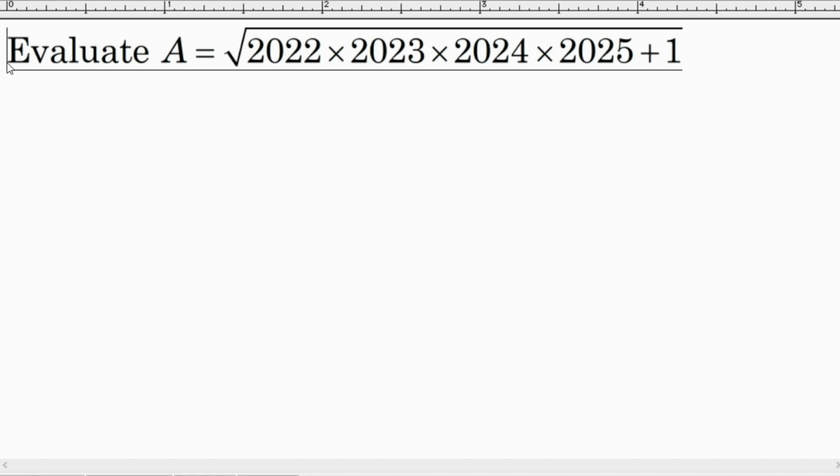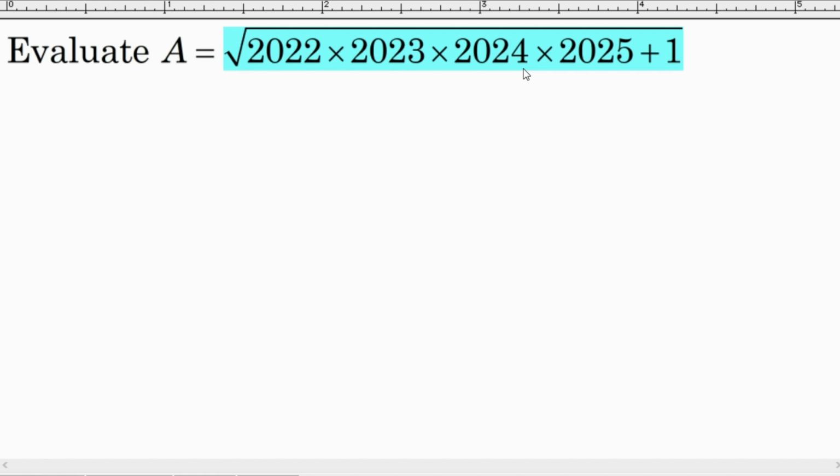In this video tutorial, we are going to solve these questions. Here we have a equal to this square root. So how can we simplify this square root? We have the square root of 2022 times 2023 times 2024 times 2025 and then plus 1.